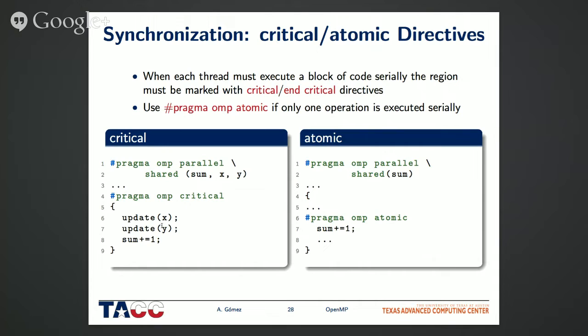Atomic is a kind of simplification. It only works for this kind of instruction that you see here for atomic operations. Okay. But both are basically the same. Only one thread can execute line 7 in the right block, while all the other threads will be waiting on line 6.